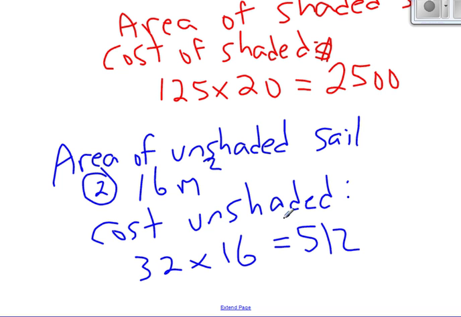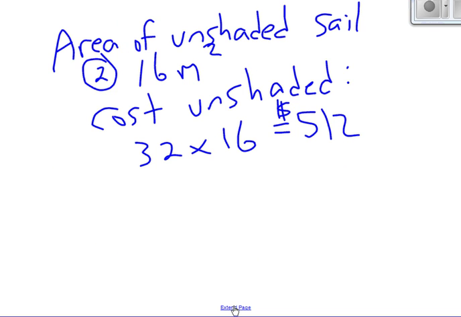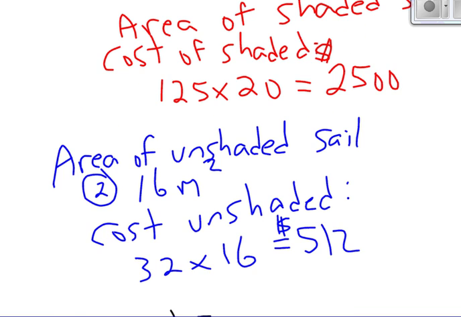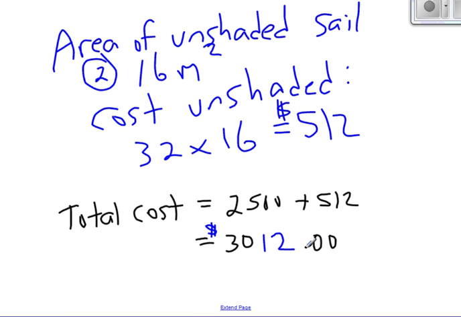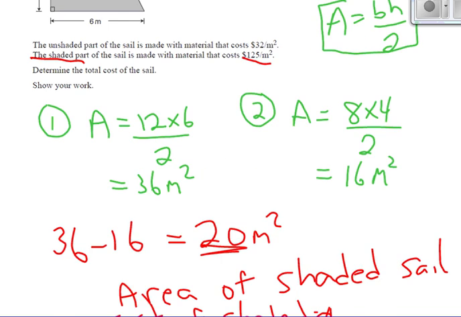So the total cost is just the sum of those two values. So the total cost is 2,500 plus 512, which is $3,012. Oops, I didn't mean to change color ink, but whatever. There, $3,012. Okay, so I hope that that's pretty clear.